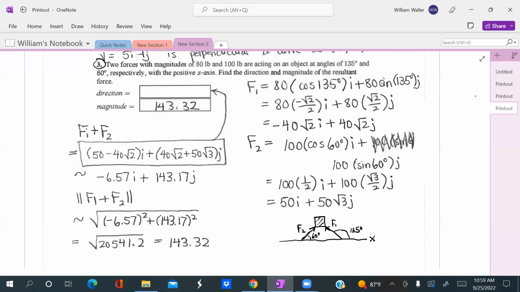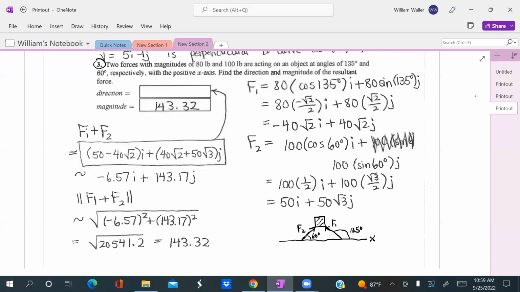Cosine is minus the square root of 2 over 2. The sine is positive square root of 2 over 2. Multiply both these by 80, and reduce a little bit. And you get, for the first force, it's represented by the vector minus 40 times the square root of 2 times i plus 40 times the square root of 2 times j.